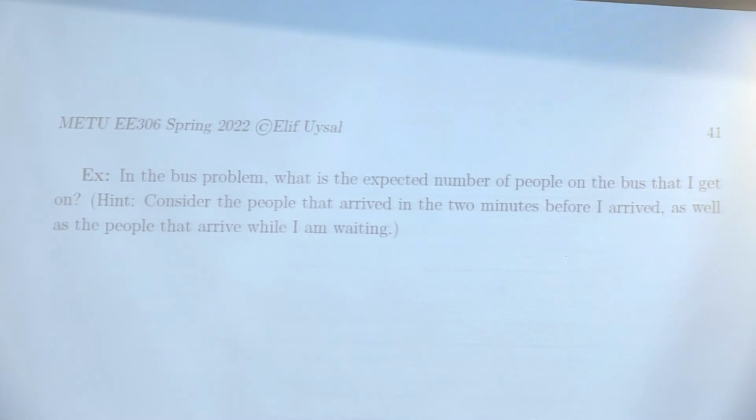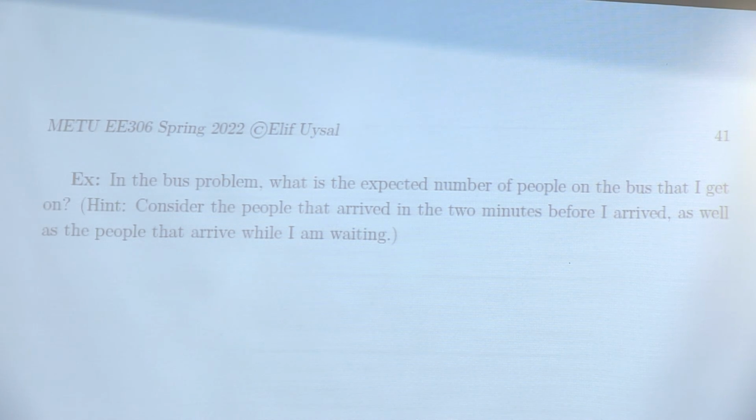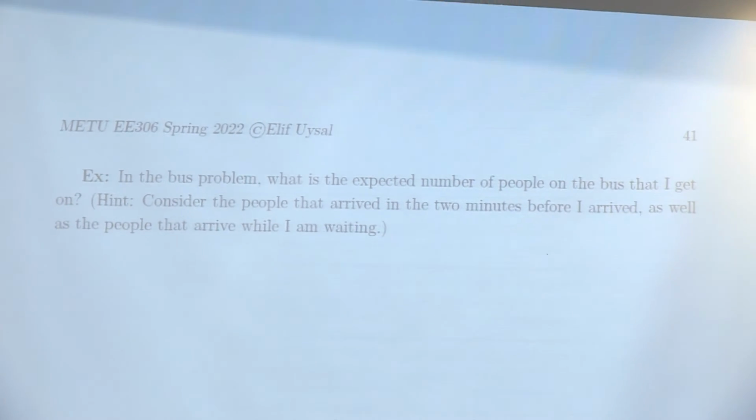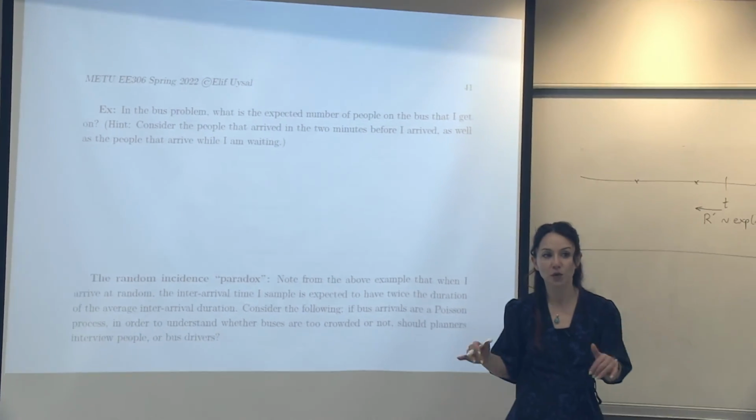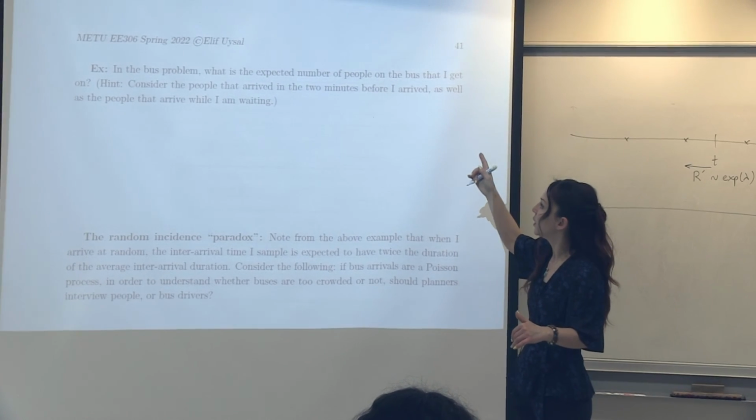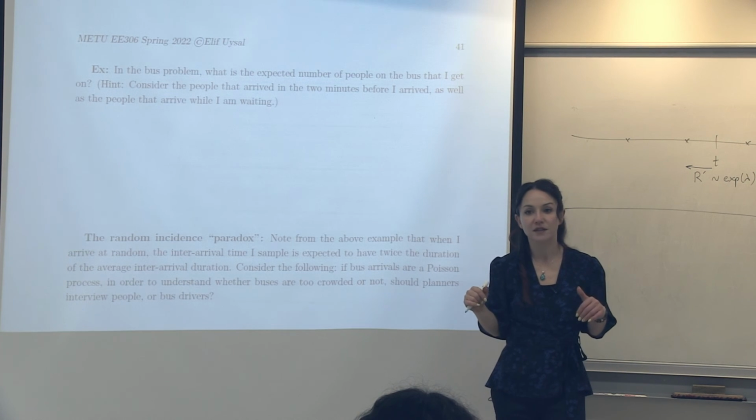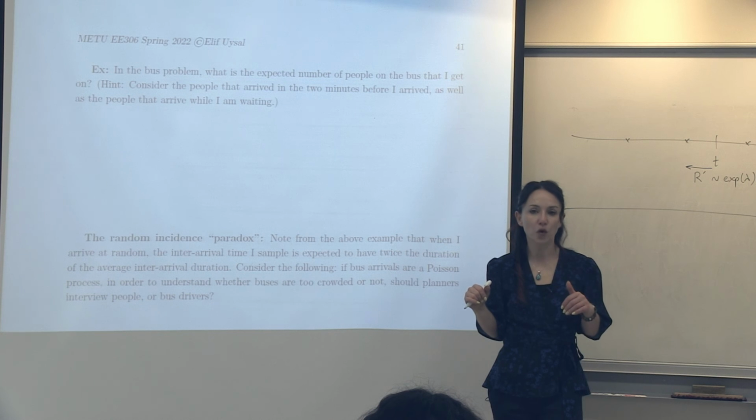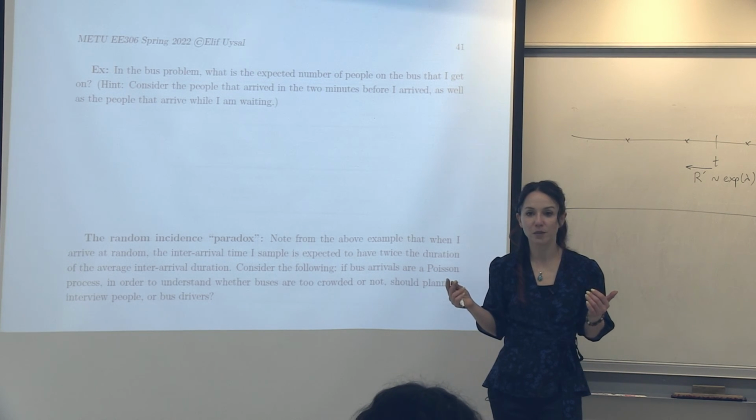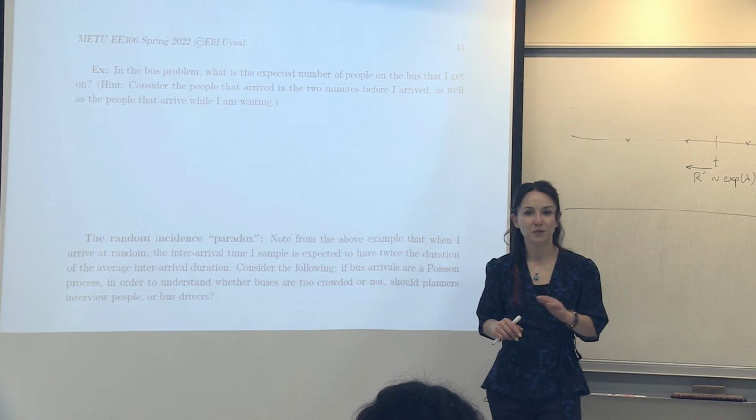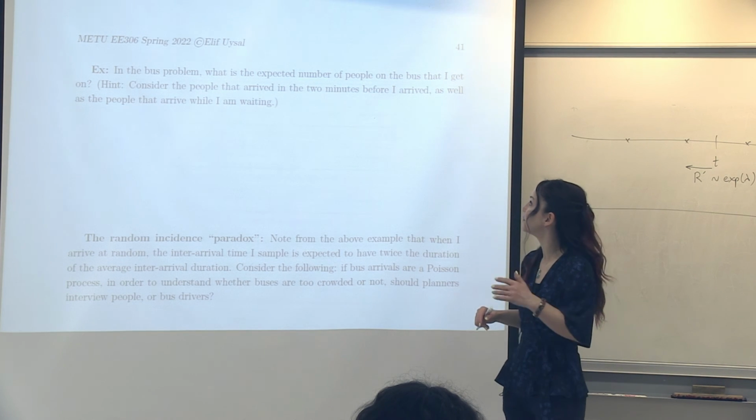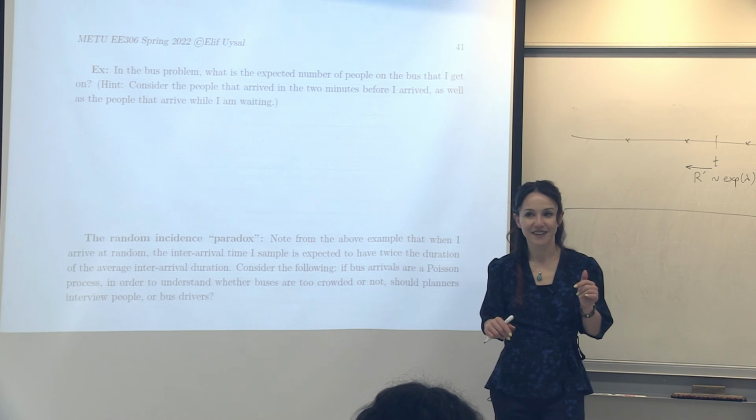In the previous example, the bus arrivals happened every 10 minutes on average. So expected waiting time is 10. But what is the expected duration of the inter-arrival time that I arrive in? That is going to determine how crowded the bus I'm going to get on is going to be. So the question asks something interesting. What is the expected number of people on the bus that I'm going to get on? Of course, the problem is not well specified. The problem has to tell us something about the process of people's arrivals, right? Suppose people arrive regularly, like 1 person every minute, right?